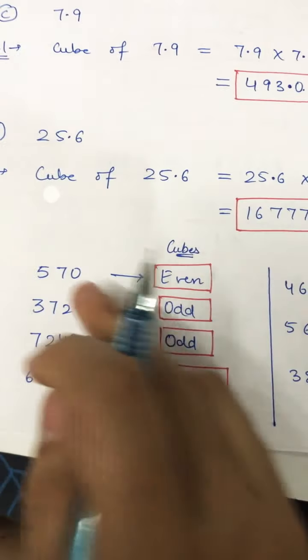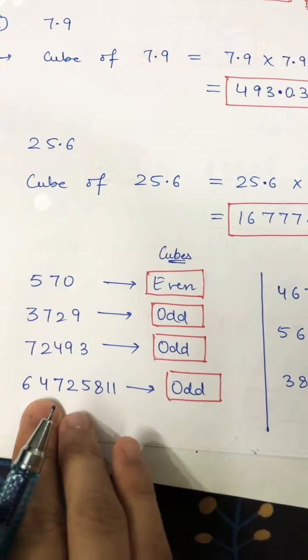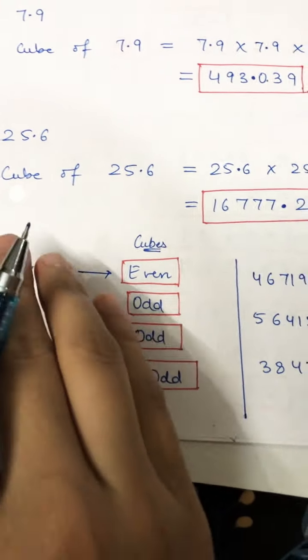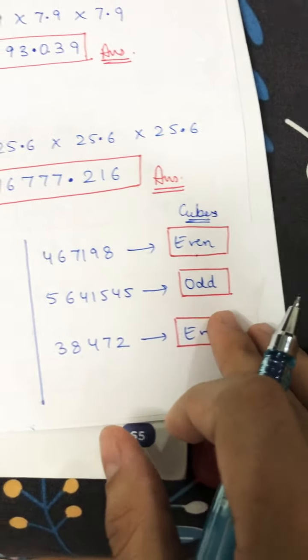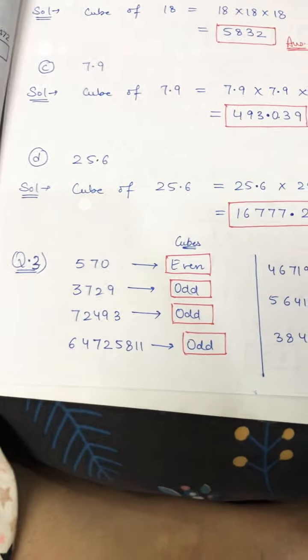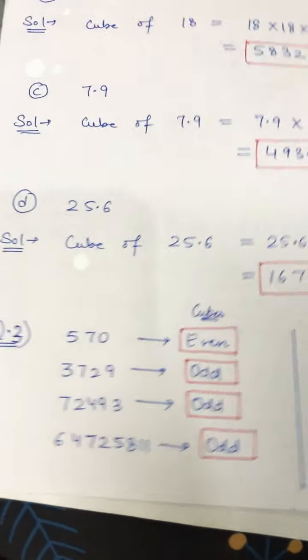So these are the numbers. If the numbers are even, then the cube will be even. If the numbers are odd, then the cube will be odd. Okay, this is question number 3. Now let's start question number 4.